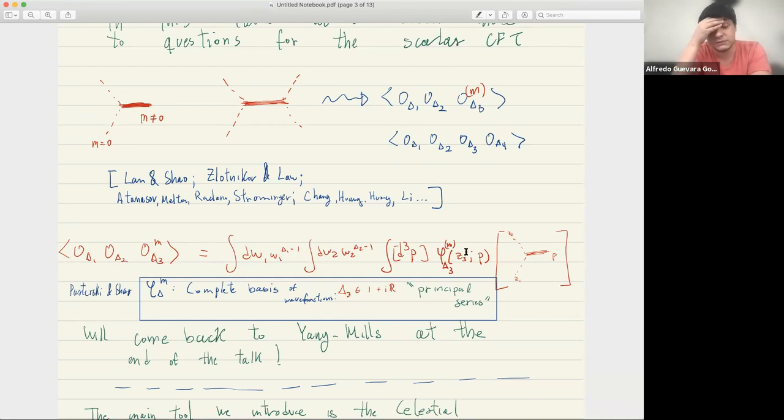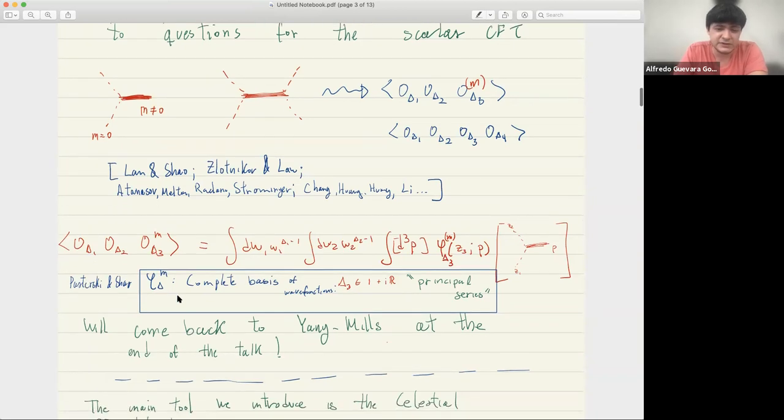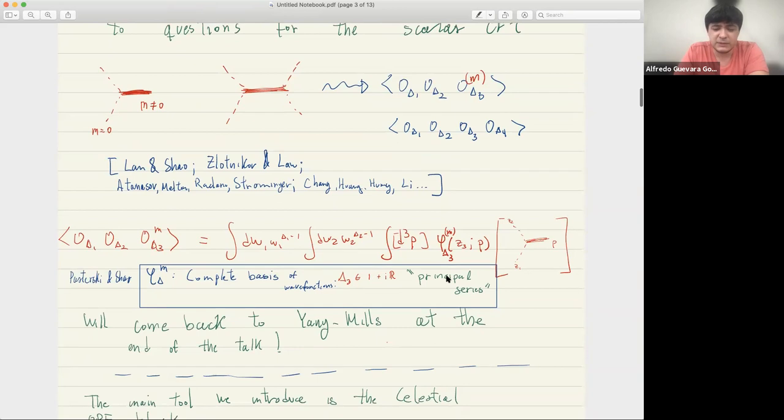But for the massive case, we have these massive wave functions, the conformal primary wave functions, that, I want to emphasize here, happen to form a basis for the scattering problem in the massive case, if you restrict the weights, the boost weights, to lie on the so-called principal series. All right. So in a sense, these are a complete set of wave functions, if you restrict, this is a result by Pasterski and Chao, to the so-called principal series.